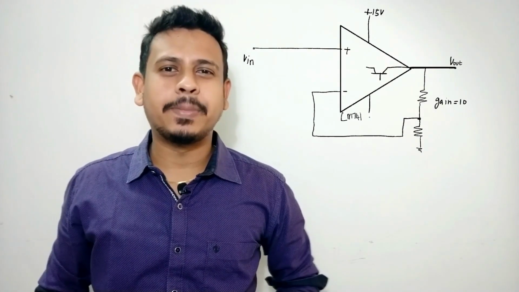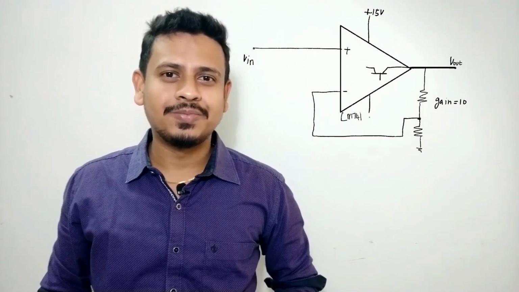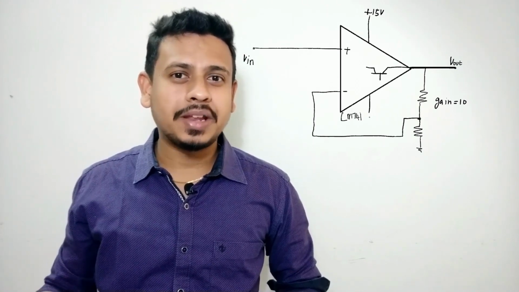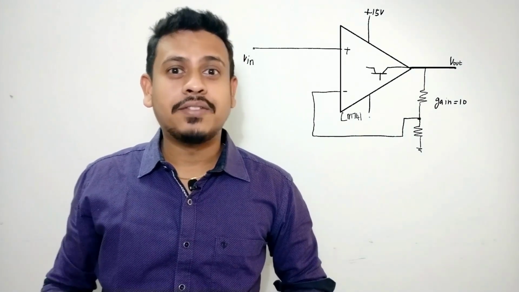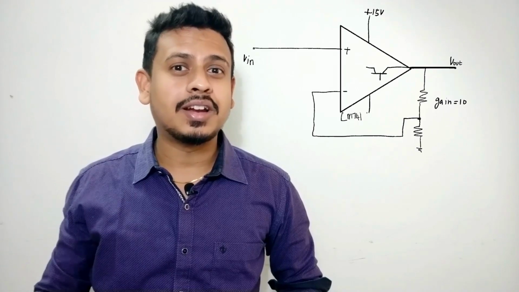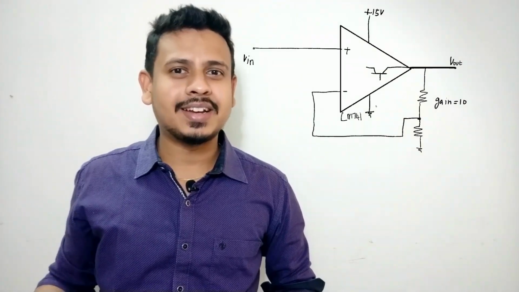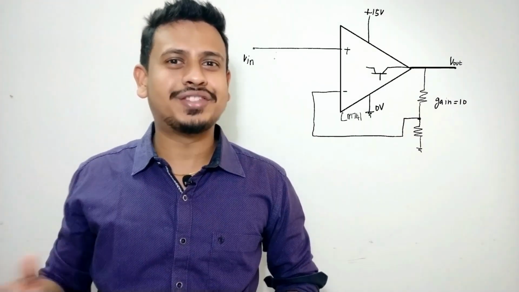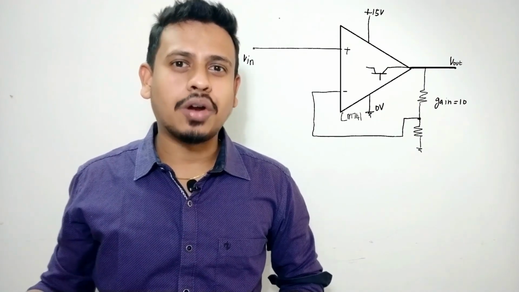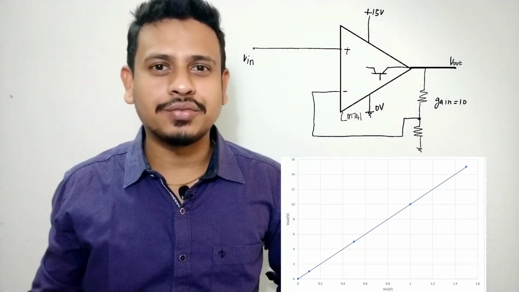Let us consider an amplifier with a single power supply circuit, which means the positive power supply is connected to plus 15 volts, whereas the negative power supply is not connected to minus 15 volts. Instead, it is connected to ground or 0 volts. So let us plot the input-output characteristics of the circuit.